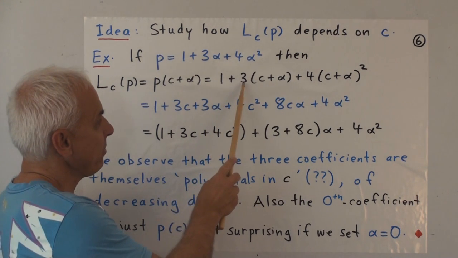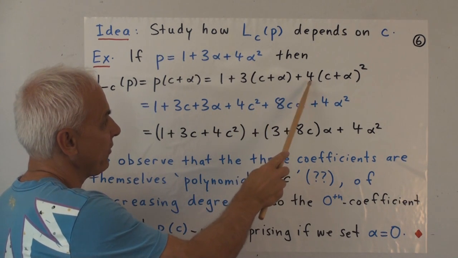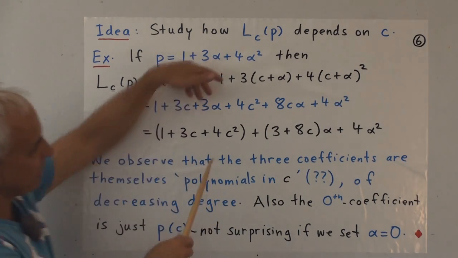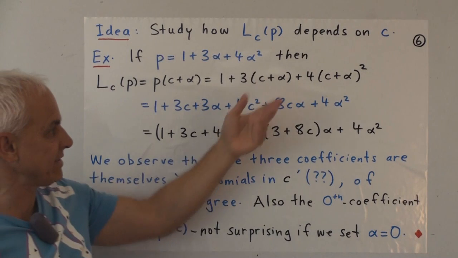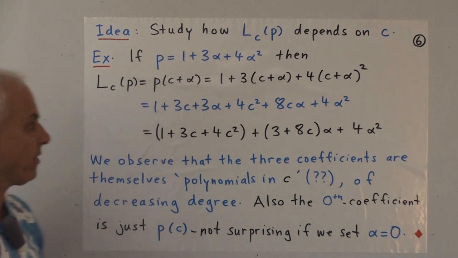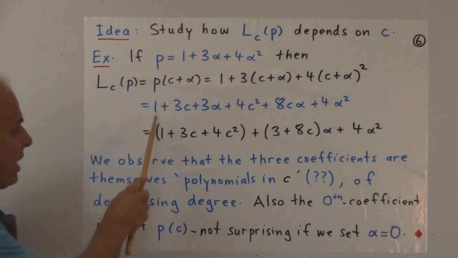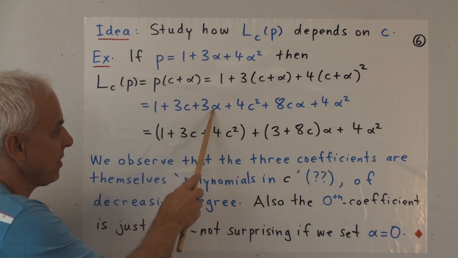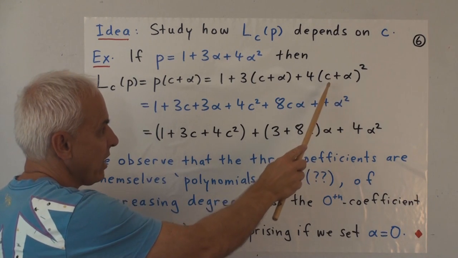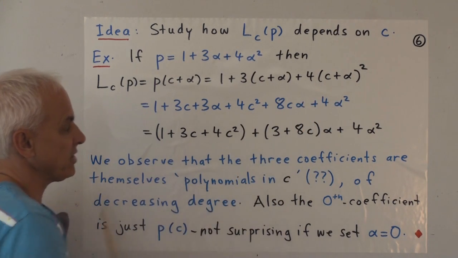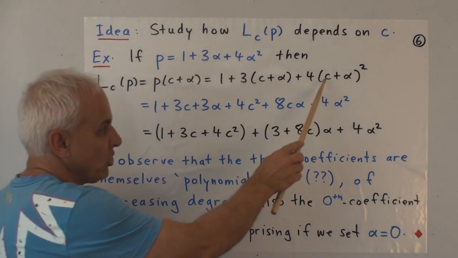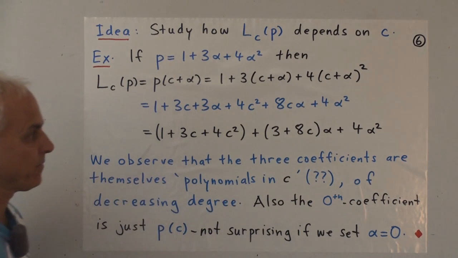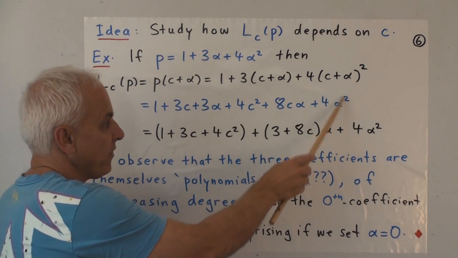So that would be 1 plus 3 times (c plus alpha) plus 4 times (c plus alpha) squared. And then if we expanded this out, just treating this c like an unknown number for now, we would get 1 plus 3c plus 3 alpha. And then when we square this, we'll have c squared, so it'll be 4c squared. There'll be 2c alpha times 4 is 8c alpha plus 4 alpha squared.